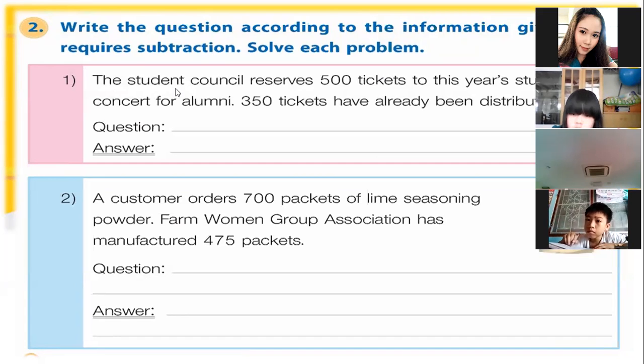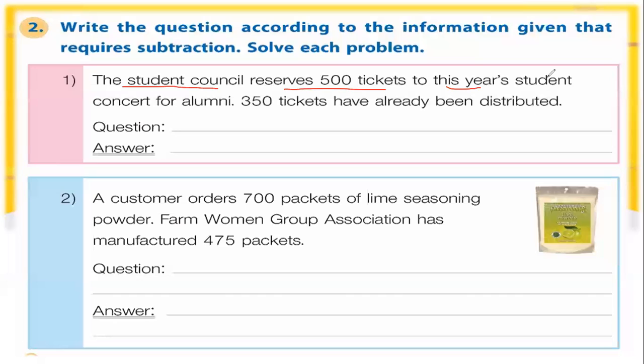The student council reserves 500 tickets this year for the student concert for alumni. Okay, one information we have, the student council reserved 500 tickets for this year's concert for alumni. Okay, second information we have, 350 tickets have already been distributed. So we have two information here, students.